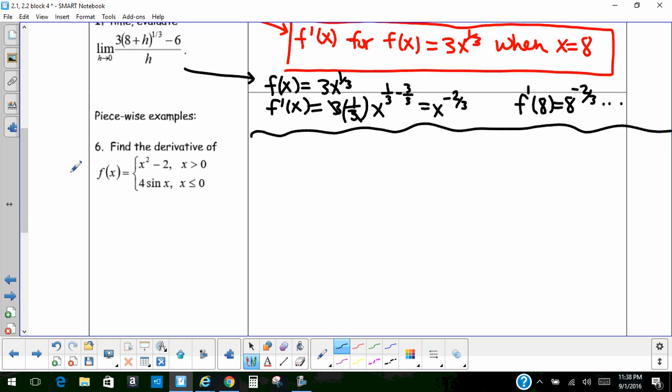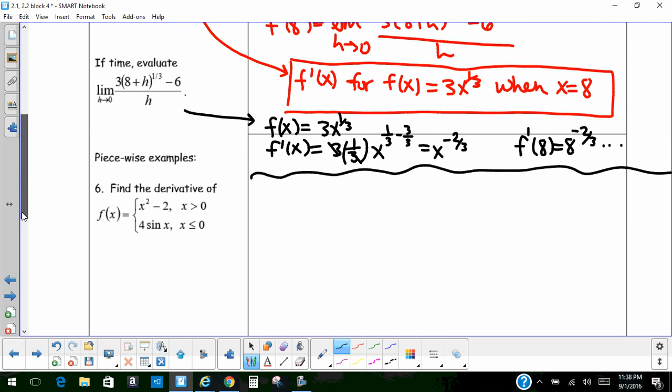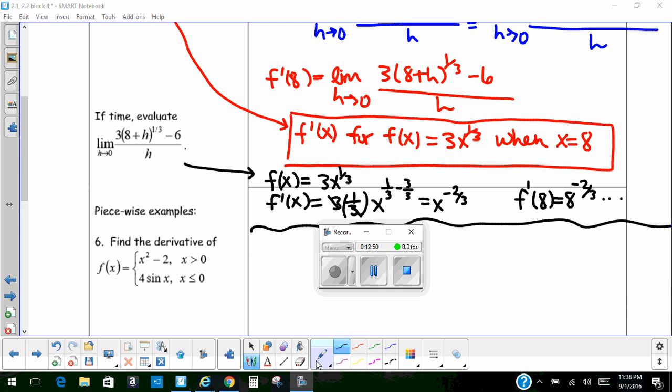Okay, I'm actually going to segment this into two pieces. So that's the part about interpreting limits as definitions of derivatives. Then I'm going to segment out and do piecewise derivatives.